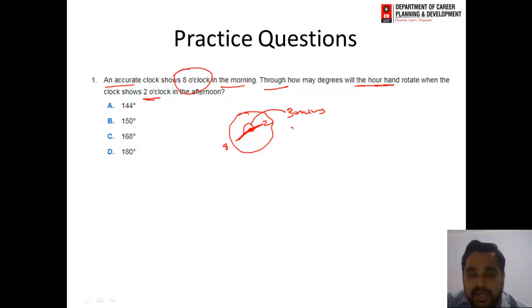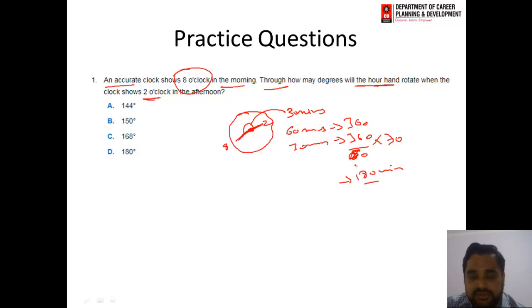Hence we can say as 60 minutes is of 360 degrees, hence 30 minutes is of 360 by 60 into 30, that is 180 degrees. Hence the answer for this question is option number D.